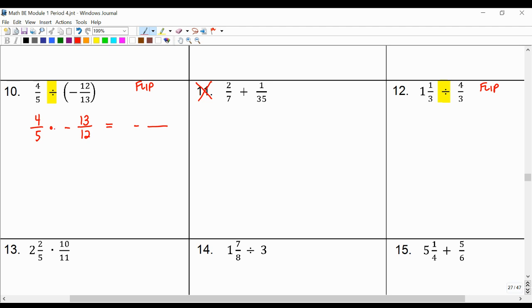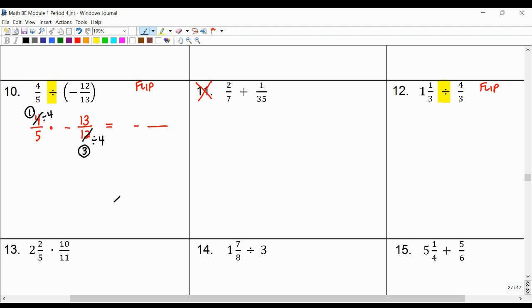All right, 5 and 13. 5 doesn't go into 13, so that looks like a dead end. 4 and 12. Well, 4 is divisible by 4, and 12 is divisible by 4. So we have 4 divided by 4 is 1, and 12 divided by 4 is 3.